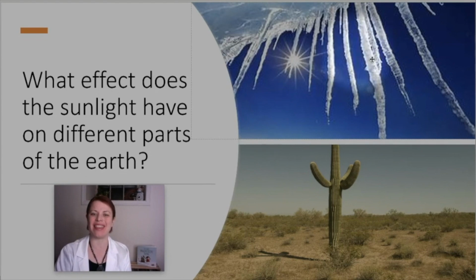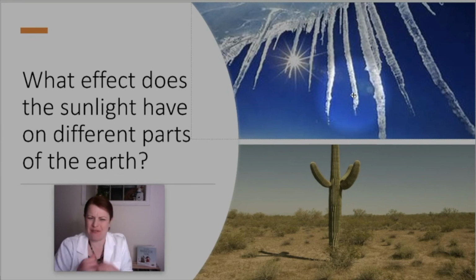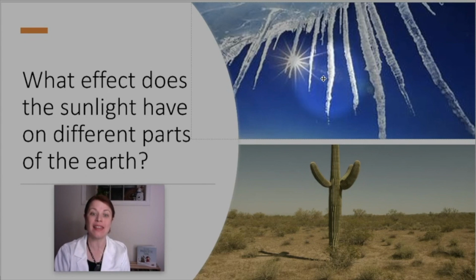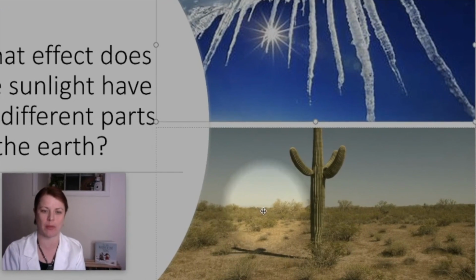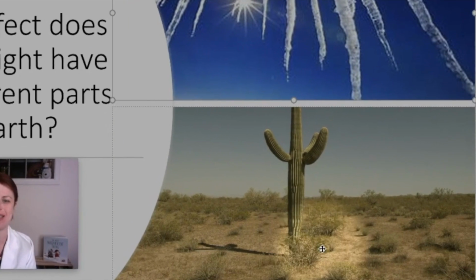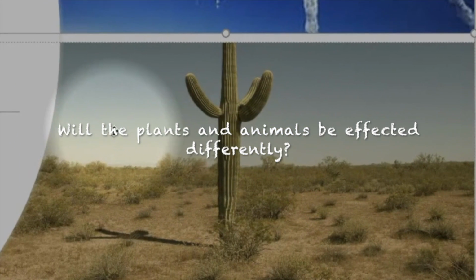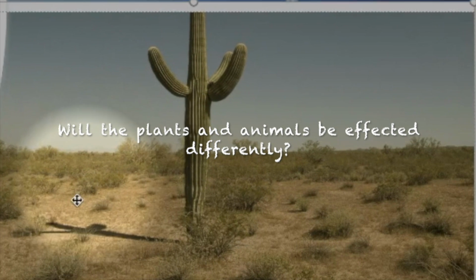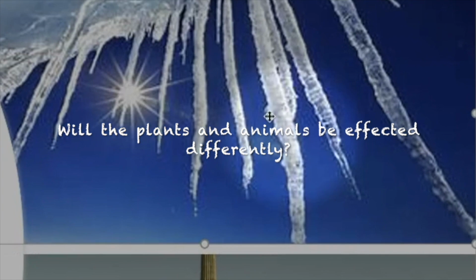Take a look at these two images. We just talked about how the sun warms the earth. And if it is a very cold place, the sun might have icicles melting. But what if we're on a place of the earth where it is always warm, where it is very sunny, and the sun causes the place to be very hot? Will the plants and animals be affected differently than in this climate?